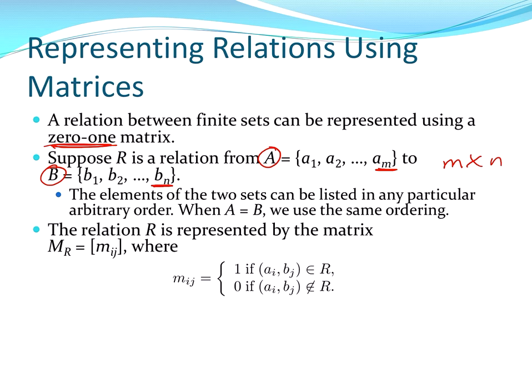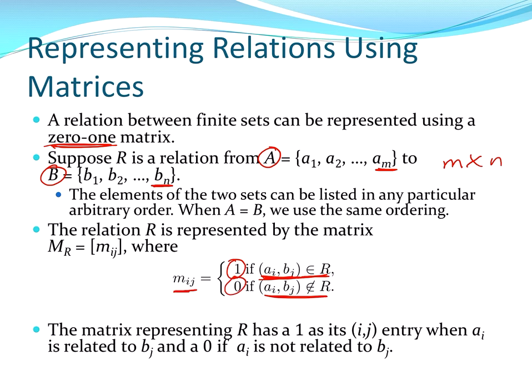And if we're going to use a matrix to represent a relation, whenever an ordered pair is in the relation, we put a 1 in the corresponding entry in the matrix. So a_i, b_j in the relation means we get a 1 at position i, j in the M matrix. And if a_i, b_j is not in the relation, then a 0 is inserted. That's what this last line says.